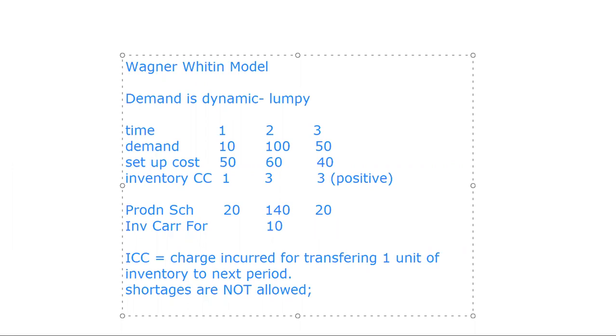So for period 2, 140 plus 10 will be produced. Production is 140 and 10 is being carried forward. So in total we have 150 units, out of which 100 will be consumed in time 2, and we are left with the quantity transferred, which will be 30.